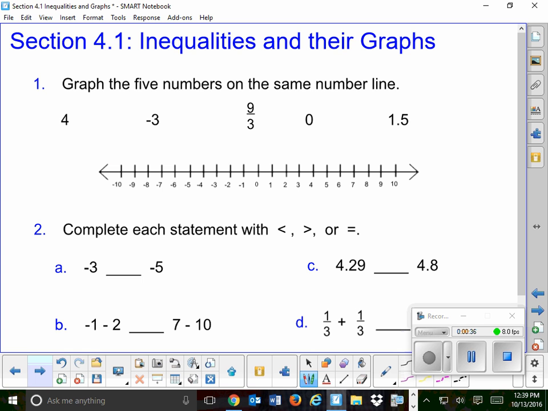So to check your answers, here's what you should have had. 4 on the number line is here. -3 is right here. 3 is right here. 0 is right here. 1.5 is about right here. So hopefully you can see that the bigger the numbers, the further to the right, and the smaller the numbers are to the left. If I'm comparing -3 and -5, -3 is more to the right on the number line, so -3 is bigger than -5.